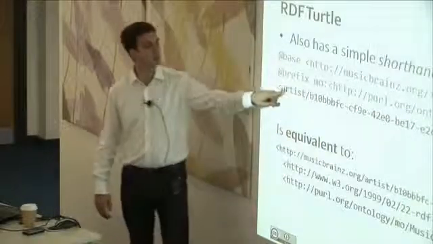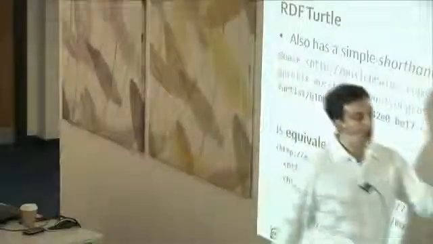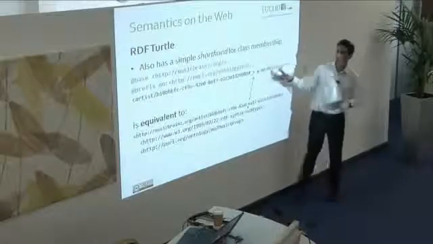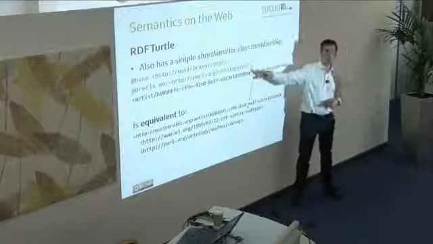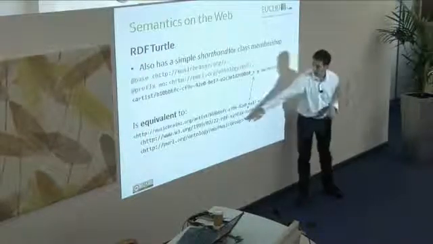Now, it's clear how we expand the subject. We put this within the brackets after the base. It's clear how we expand the object. We pick the particular prefix that we've nominated, the music ontology one, and glue music group afterwards.